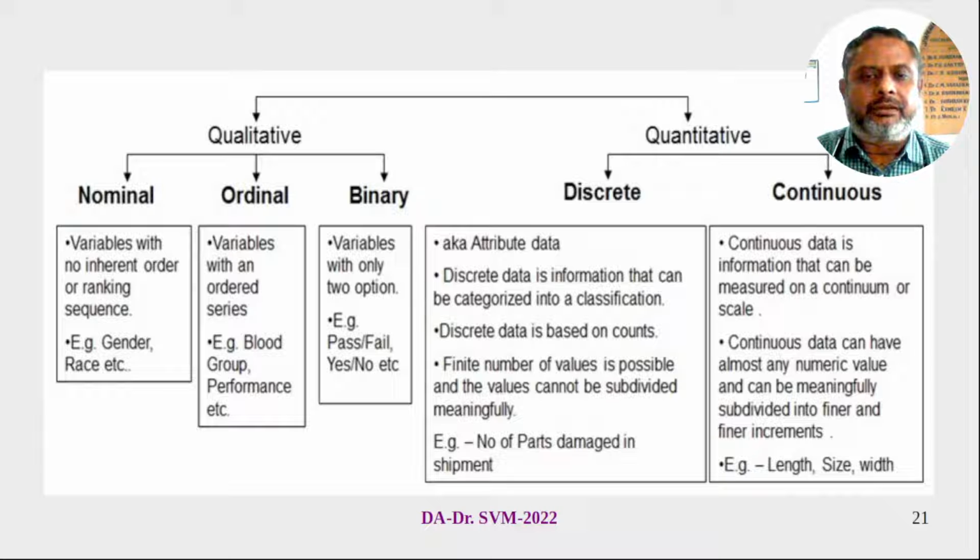So this talks of the same thing but added with a little extra information. So qualitative data may be nominal, ordinal, or can be binary. Nominal is the one with variables with no inherent order or ranking sequence. So there is nothing like order or rank, which comes first, which comes next. An example may be gender, male, female. There is nothing like male comes first or female comes first.